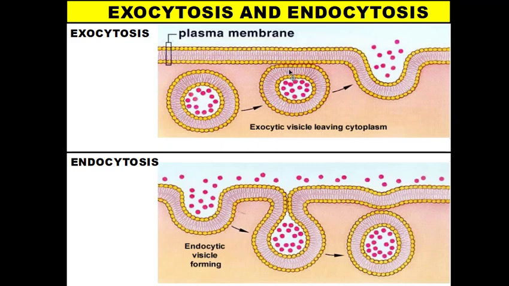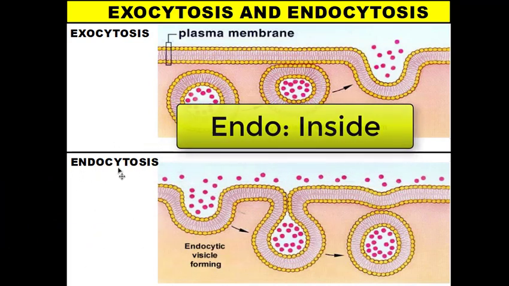You'll see that the edges of the vacuole start to make contact with the edge of the cell membrane and thus fuse together. And when they fuse together, the contents on the inside of that vacuole get released and go outside of the cell. So they are exiting the cell. All right, so that's why it's called exocytosis. And endocytosis is just the opposite. If you take a look at the word endocytosis, the word endo means inside, cyto means the cell.